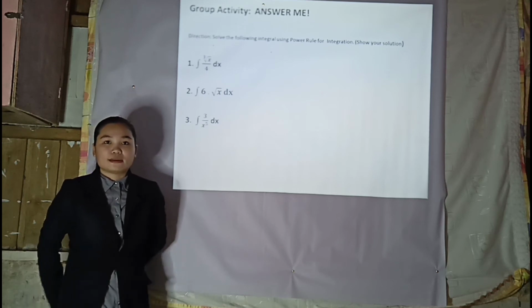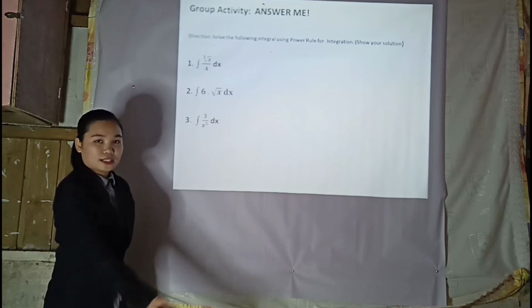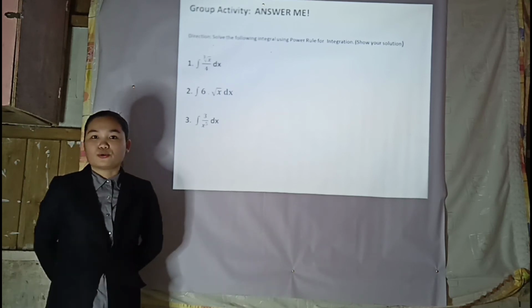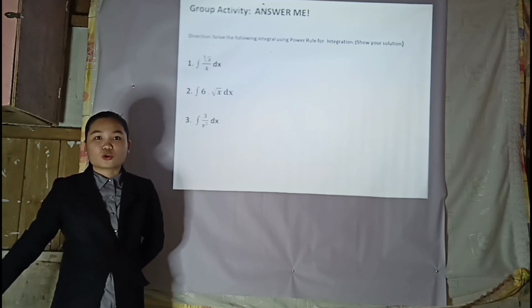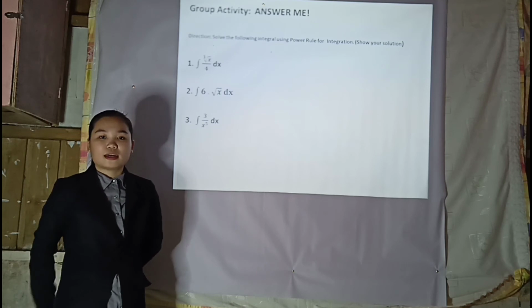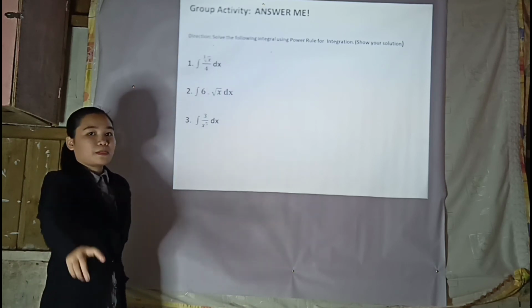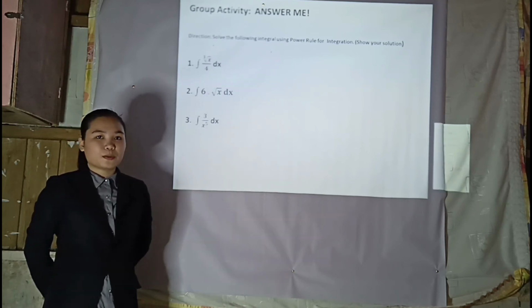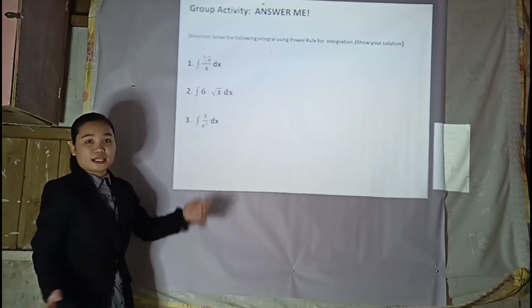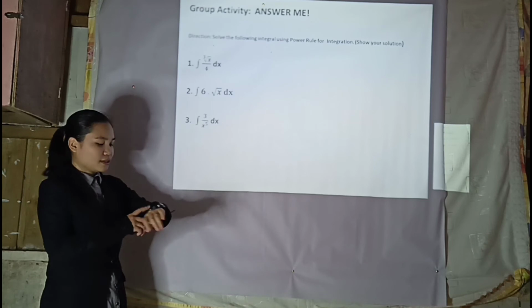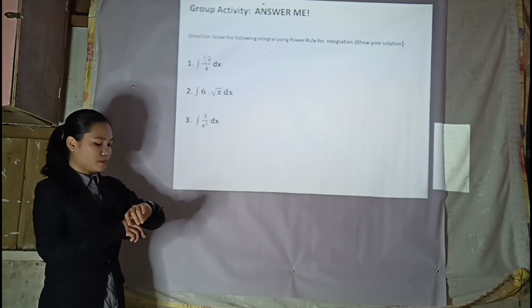Who are the group 1? Okay, you can sit here. Group 2, you can sit here. Group 3, okay, you sit at the back. Choose your group leader and answer this equation. I will give you 5 minutes to answer this. Time starts now.